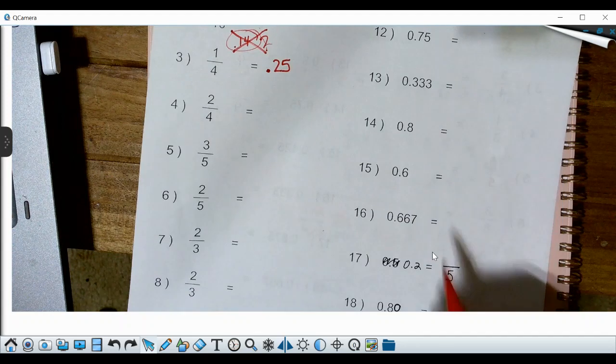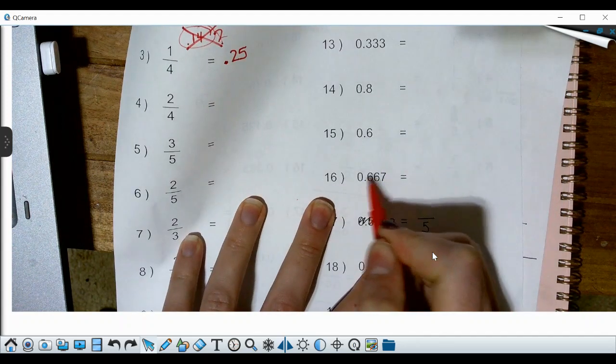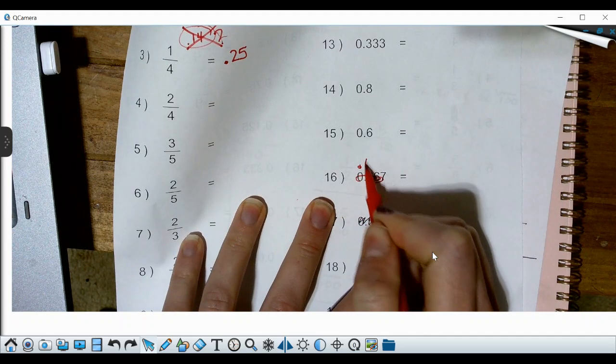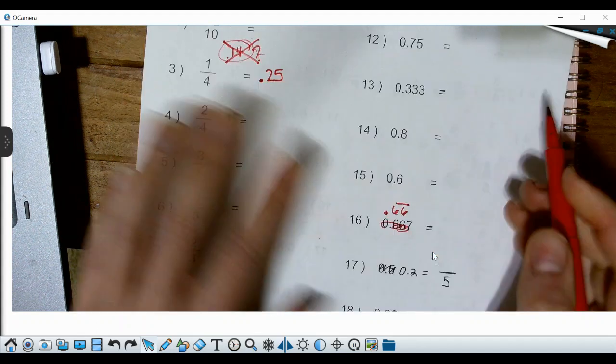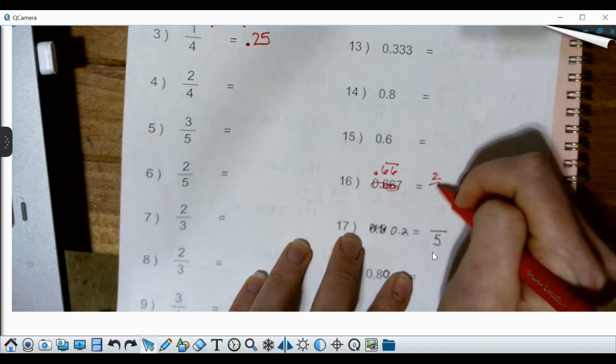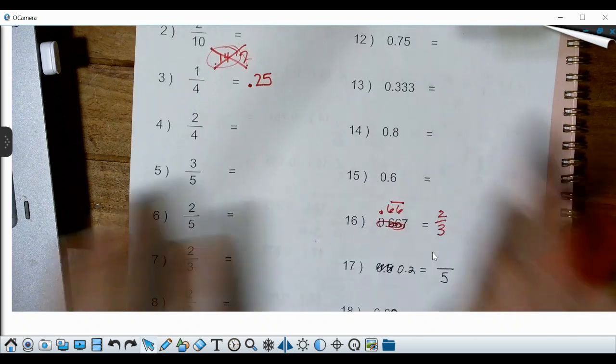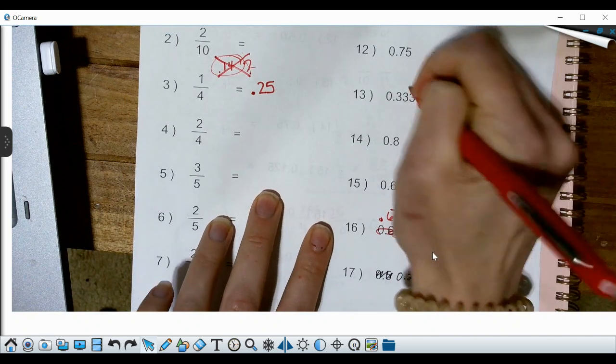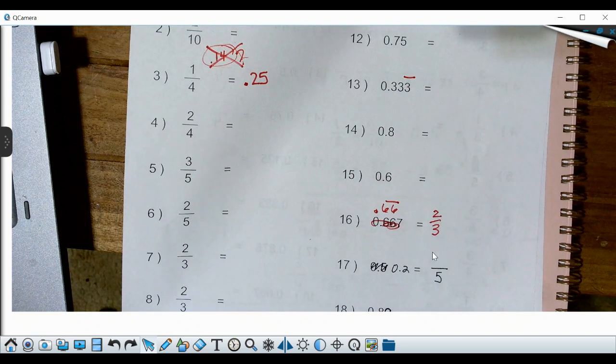All right, when you get over to this one, this should really say 0.66 repeating. Okay, 0.66 repeating is 2/3. So how much do you think 0.33 repeating would be? Exactly.